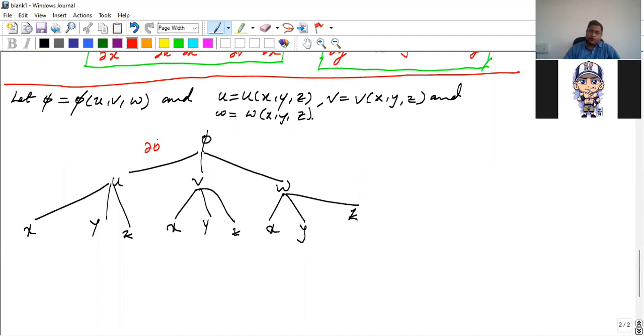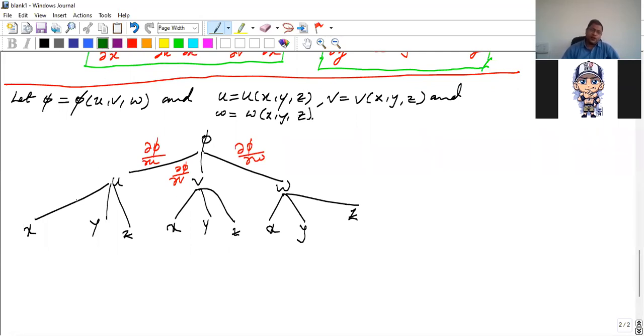Now the derivative of this phi with respect to u, the derivative of this phi with respect to v, and the derivative of this phi with respect to w are going to be partial derivatives, as phi is a function of more than one variable.